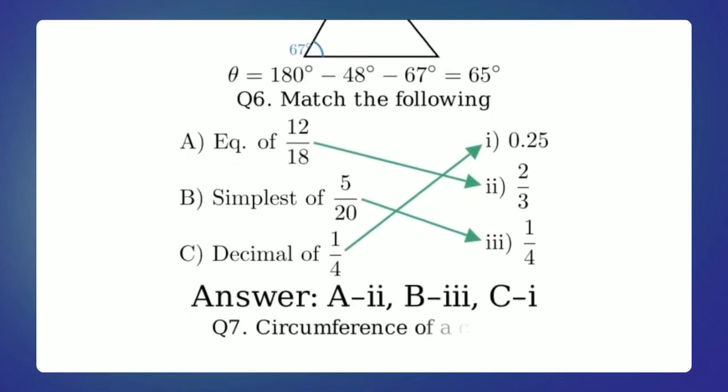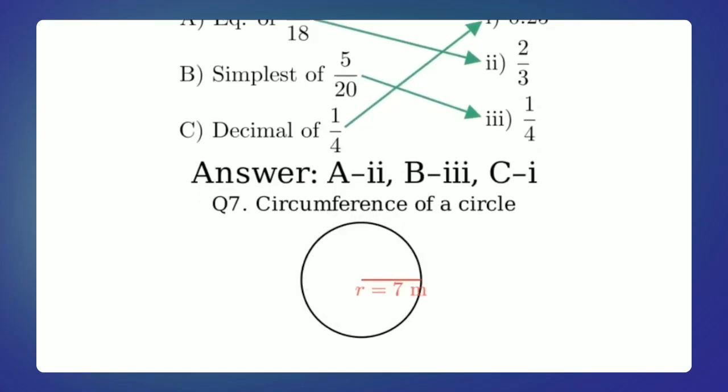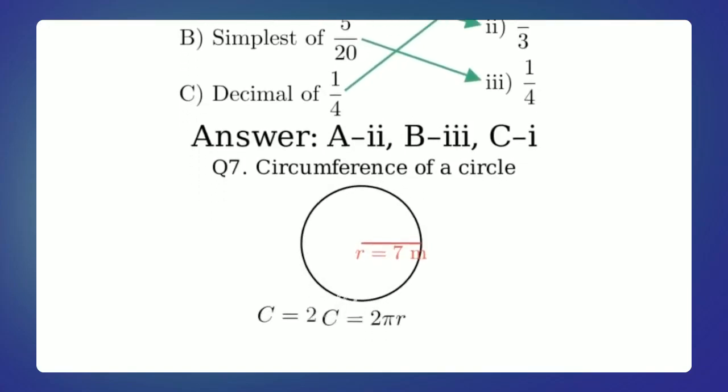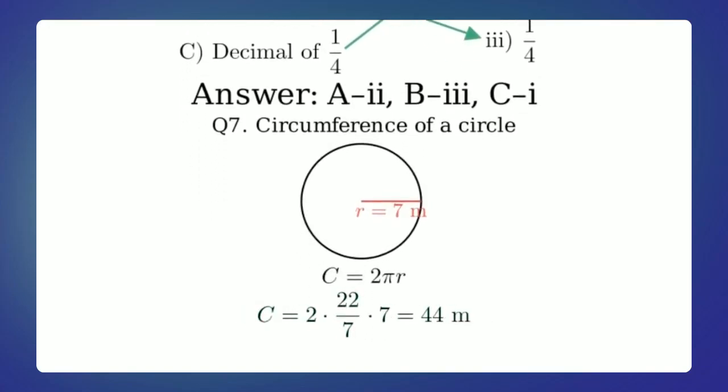Question 7. A circular field has radius 7 meters. The circumference formula is 2 pi r. Using pi equals 22 over 7 gives 2 times 22 over 7 times 7 equals 44 meters.